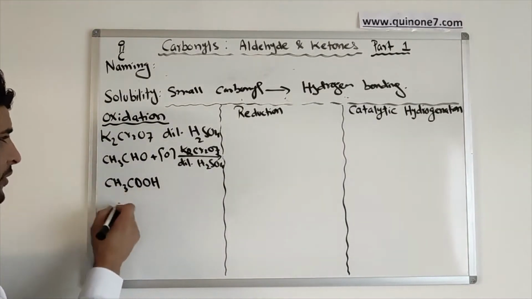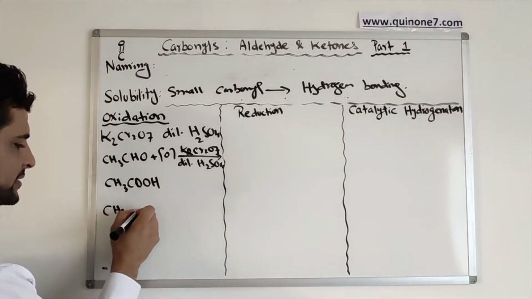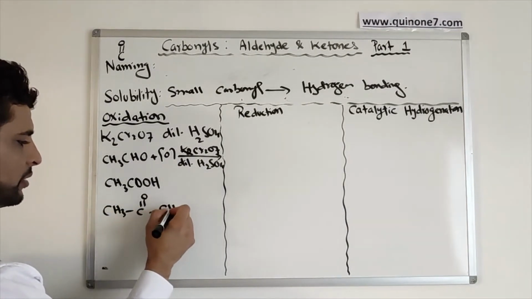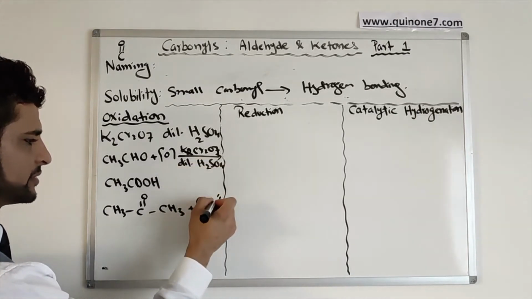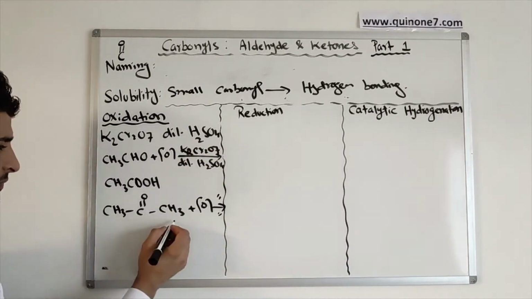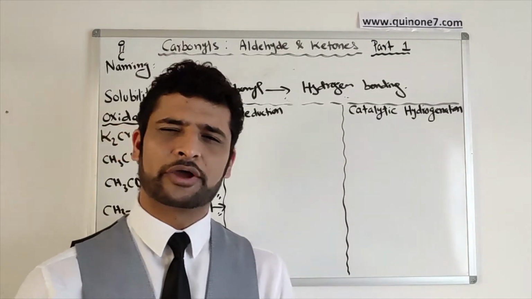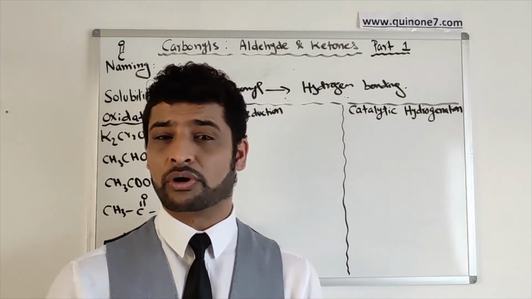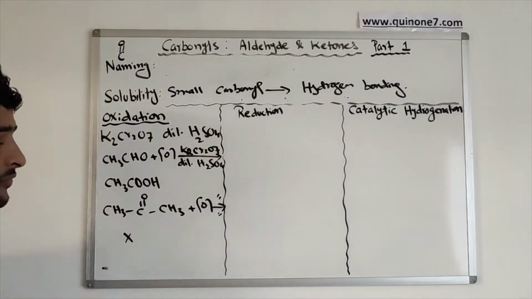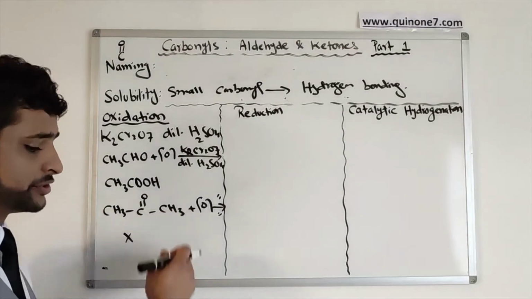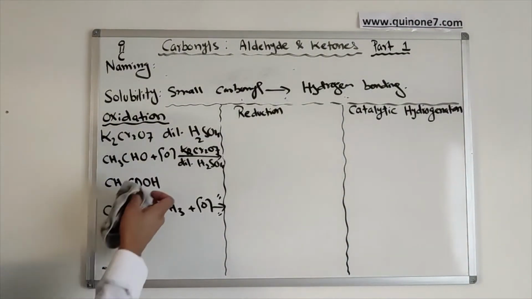Now, if I try to oxidize another carbonyl, which is a ketone, and if I take an example of propanone, and I try to oxidize it, and the conditions remain the same as above, it will not oxidize further because there is no extra hydrogen attached to the carbon which will undergo oxidation. So that's why the ketones will not further oxidize, and this is how you can distinguish between ketones and aldehydes.